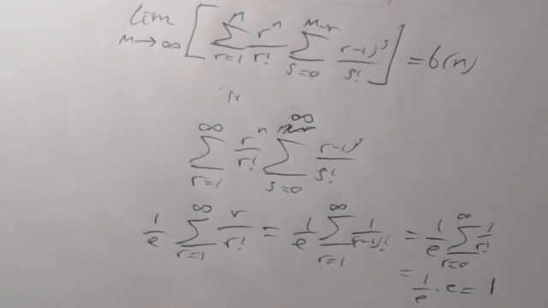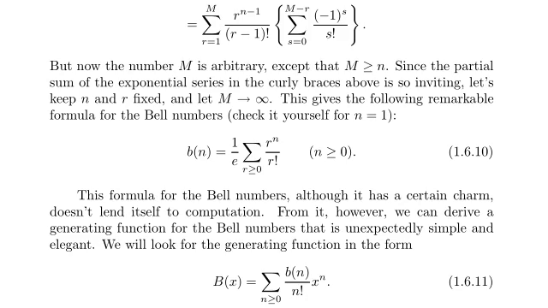Perhaps it can be proved by induction, if this is our base case. Perhaps we can prove that, so that would mean, we know that b1 is equal to this formula when n is 1. So maybe we could show that this has to satisfy the recurrence relation that we've got. So let's see. This formula for the Bell numbers, although it has a certain charm, does not lend itself to computation.